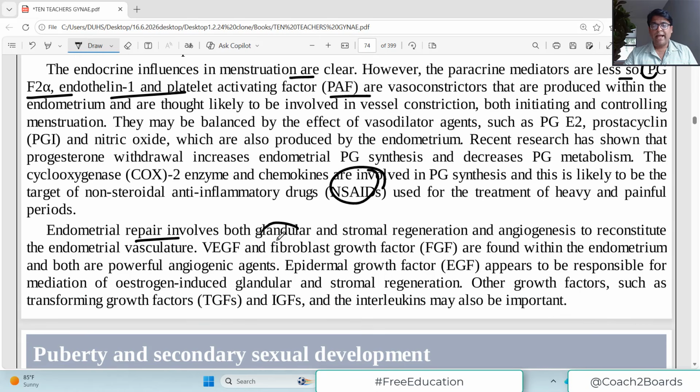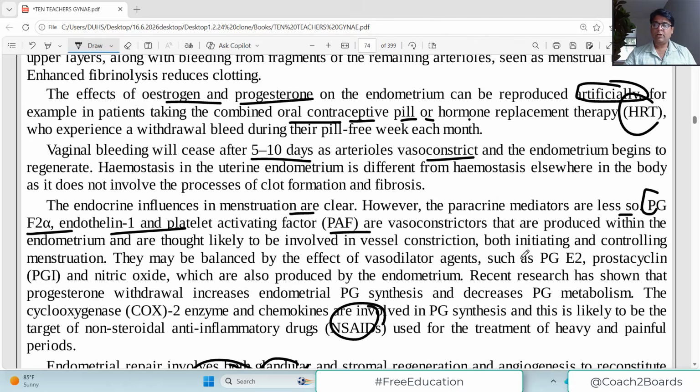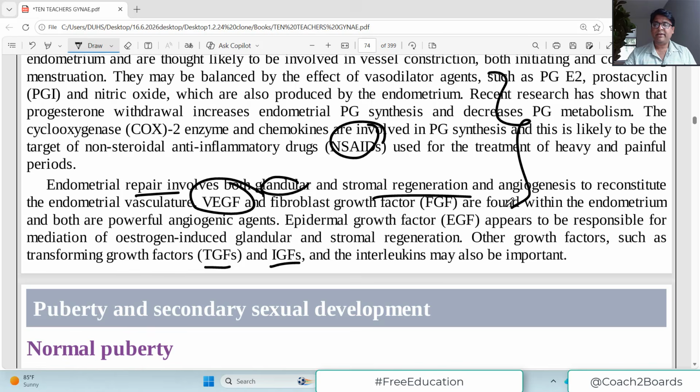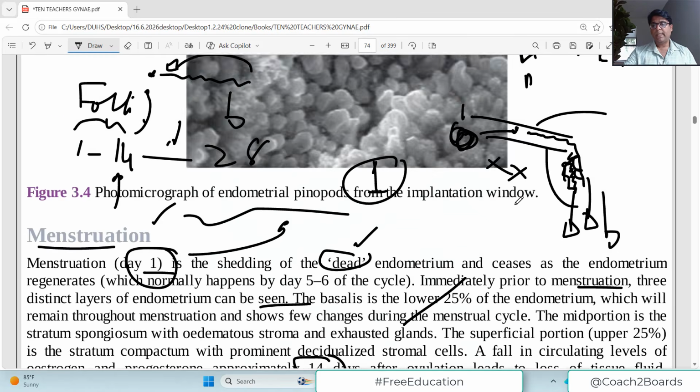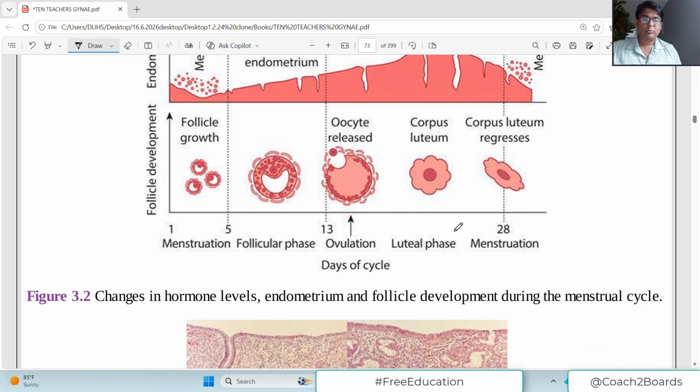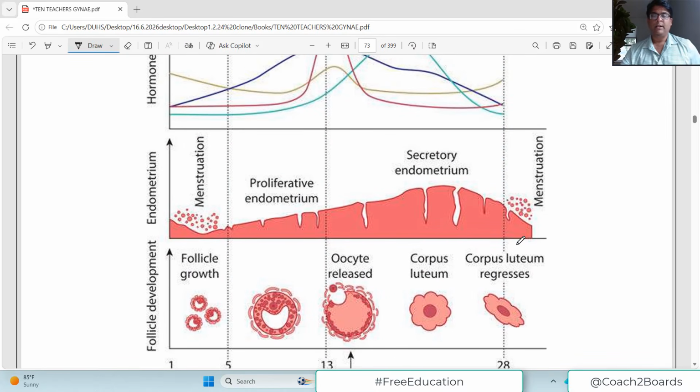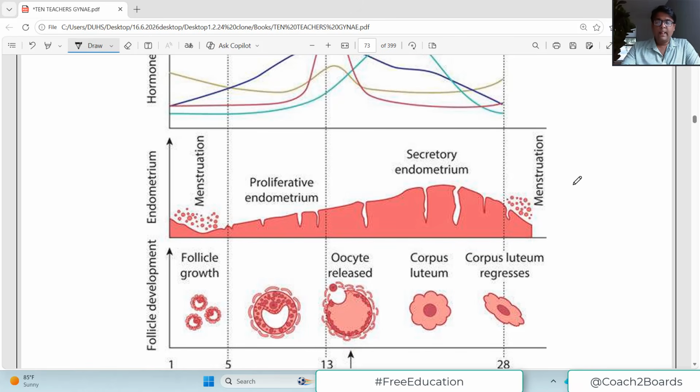Endometrial repair involves both glandular and stromal regeneration. You require VEGF and also other mediators such as insulin-like growth factors, transforming growth factor. So alongside menstruation, a lot of repair mechanism, normal wear and tear is also going on within the uterus. So अब हम आते हैं इस diagram पे, because without this diagram, this is not complete, और ये समझ में नहीं आने वाली बात, right?